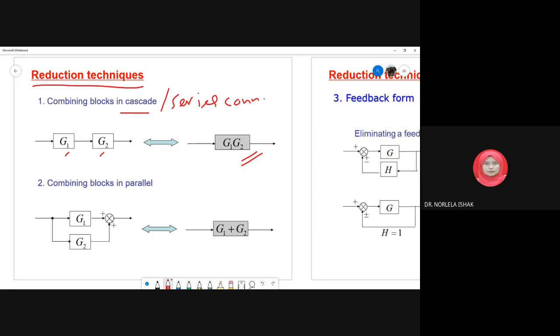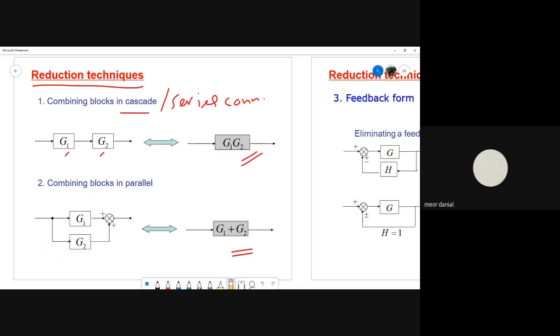The second one is parallel. What does parallel connection mean? You have two blocks, G1 and G2, and this is the signal, and this is also a signal. The signal comes from a pick-off point. One signal goes through G1, another through G2. Both signals go to the summing point. To reduce it to one block, we get G1 plus G2. Class, can you follow me?